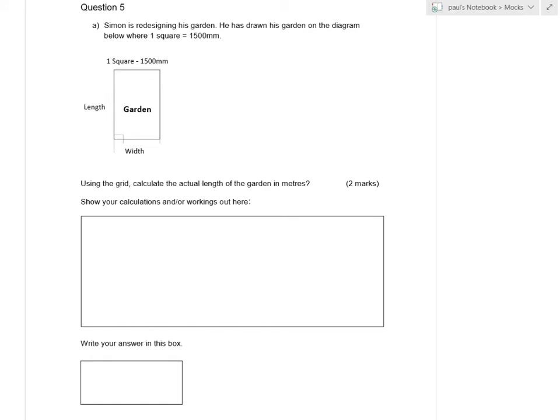Question 5. Right, Simon is redesigning his garden. He's drawn his garden on the diagram, where one square is 1,500 millimeters. Use the grid, calculate the actual length of the garden in meters. Use the grid. Is that the grid? I didn't get any squares. What grid? Help, is there a grid?